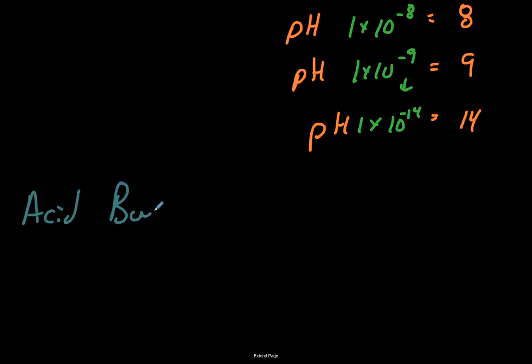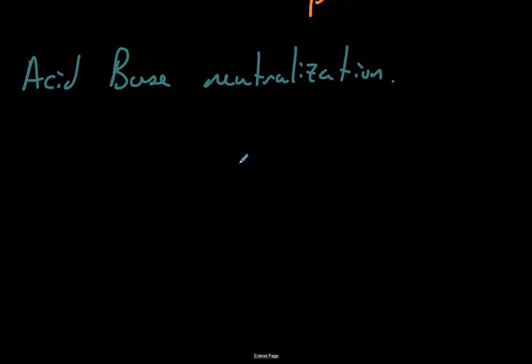Acid-base neutralization, or for short, just a neutralization reaction, or an acid-base reaction. And we'll draw one out here. Let's say that we have some aqueous HCl. What does aqueous mean again? Dissolved in water, right? So that's what we're starting with.